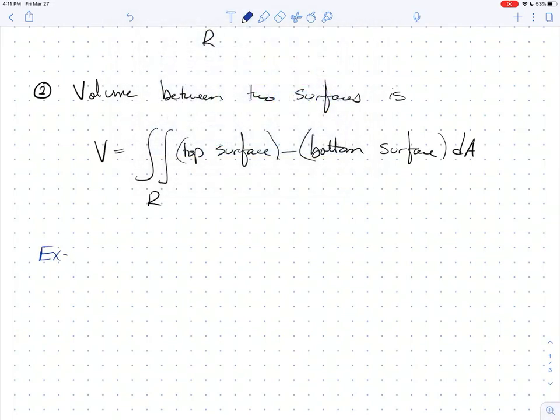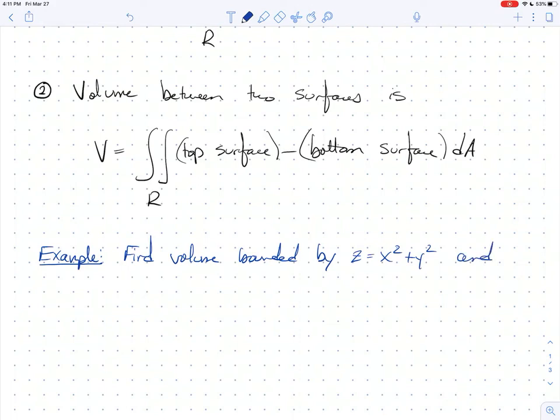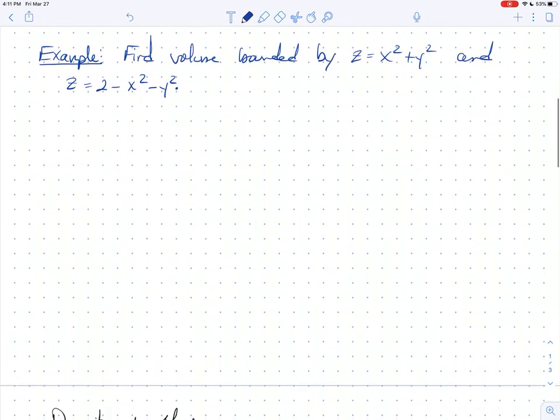Example: let's simply find the volume bounded by z equals x squared plus y squared and z equals 2 minus x squared minus y squared. So I'd like to ask you to pause the video and try to sketch a picture of these two surfaces. Make sure that you're comfortable with that, and then come back and we'll keep going.